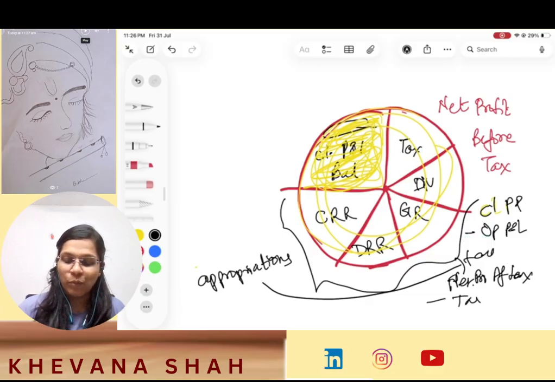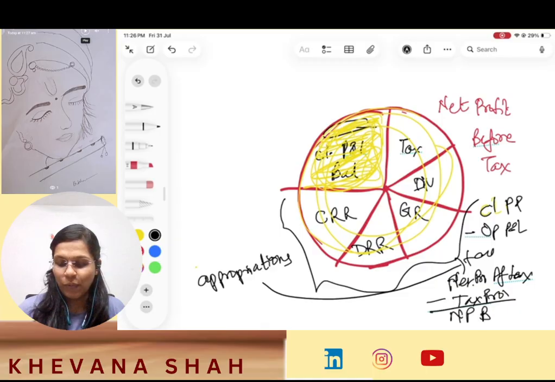From this I will remove the tax provision and I will get net profit before taxes. This is the starting point for my cash flow statement, indirect method.